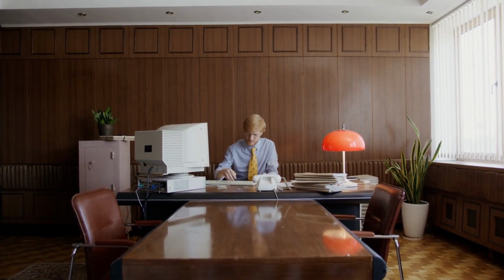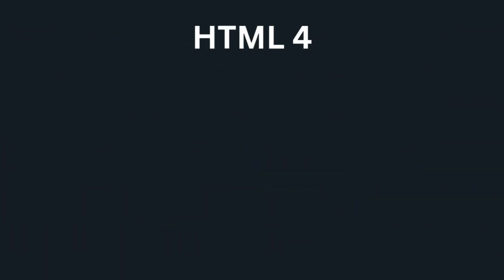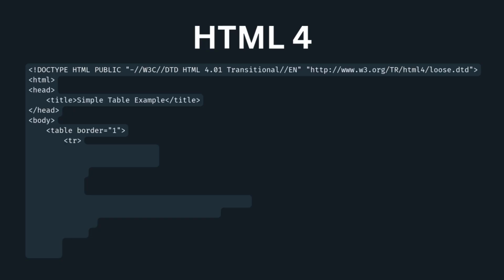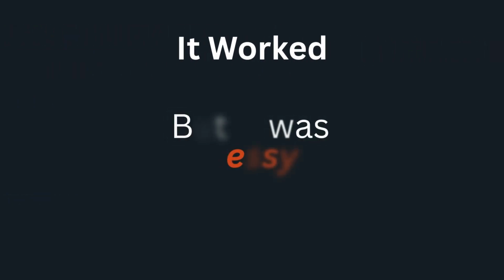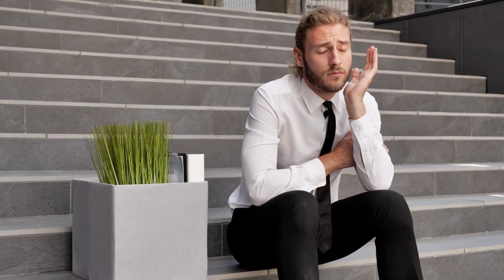Over time, HTML grew. By the late 1990s, we had HTML4. Developers used tags like table, center, and font to build page layouts. It worked, but it was messy. Pages were hard to maintain, and every browser behaved differently.